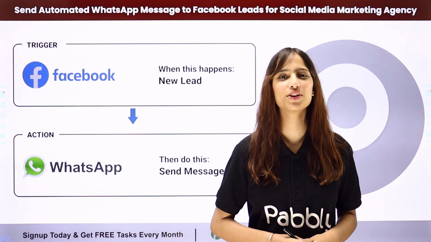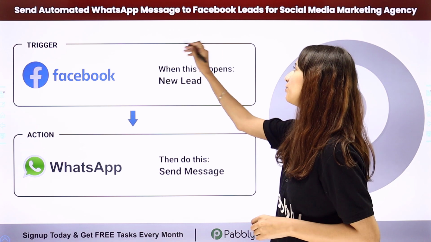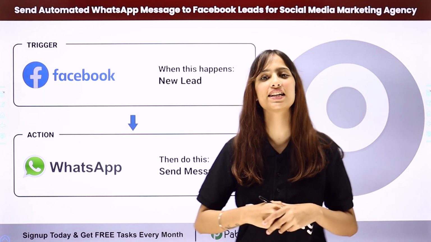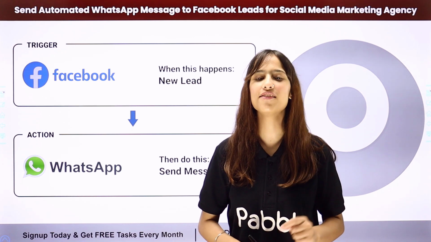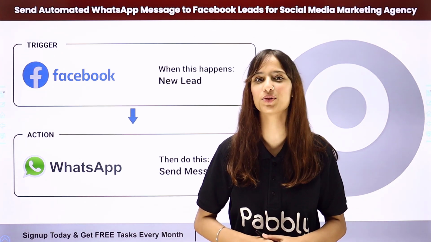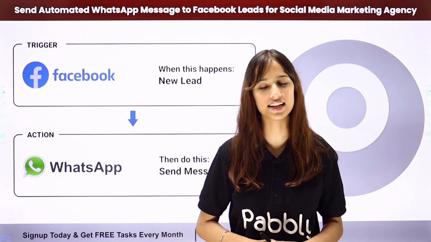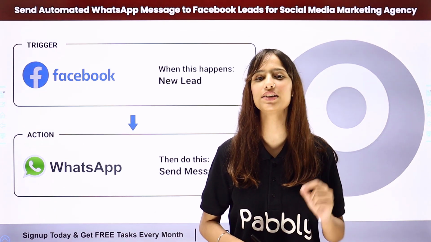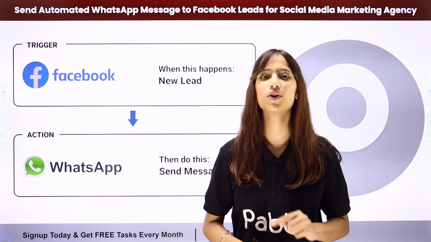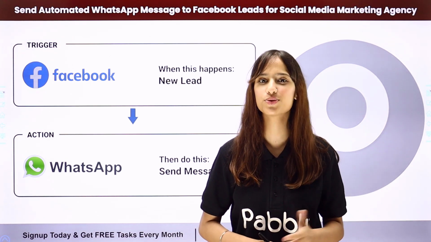So in today's video, we are going to understand how to send automated WhatsApp message to Facebook leads for social media marketing agency. So here let's suppose that I have a social media marketing agency and to promote it, I'm using Facebook lead ads. So here my objective is that whenever I'm going to receive a new lead through Facebook lead ads, then I want to send an automated WhatsApp message to that lead.